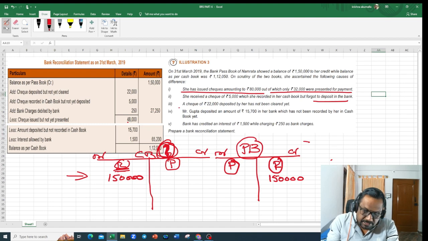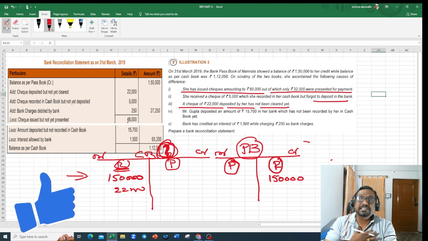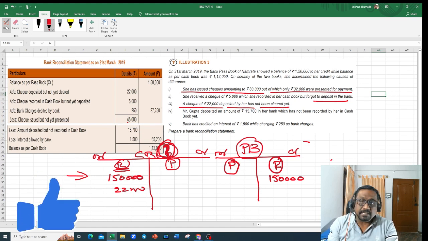Third point. A check of 22,000 deposited by her has not been cleared yet. We have deposited 22,000. Deposited in the sense that is our receipt, not payment. So 22,000 I deposited. When we deposit, that is nothing but a receipt for us. When we issue, that is the payment for us. So here they said very clearly 22,000 worth of checks deposited. Those are checks for us. We have to receive that amount. Hence, that is the receipt for us. So I have recorded that on the receipt side.